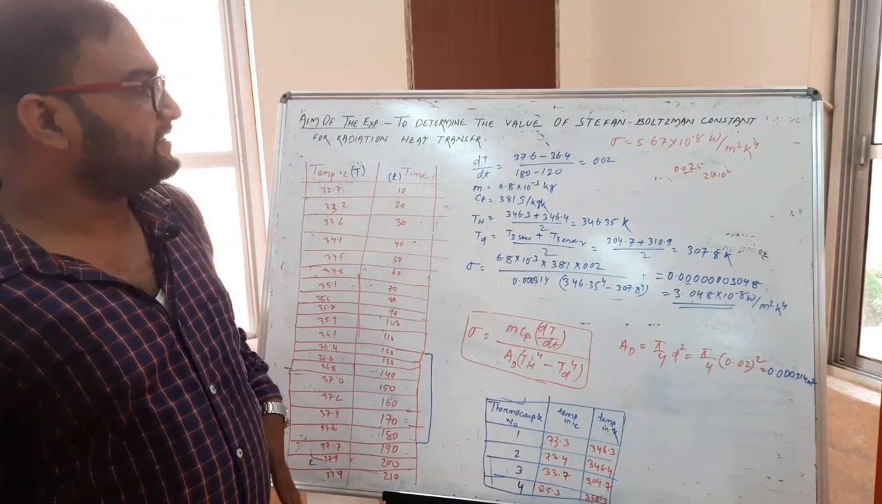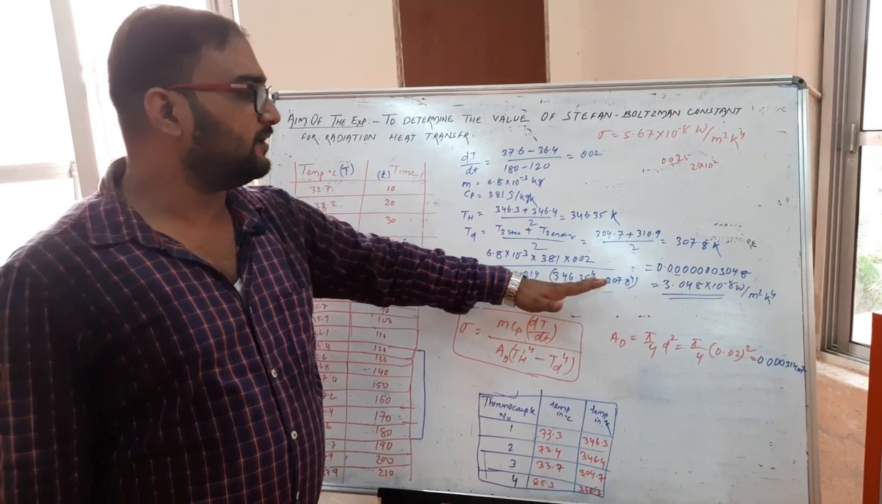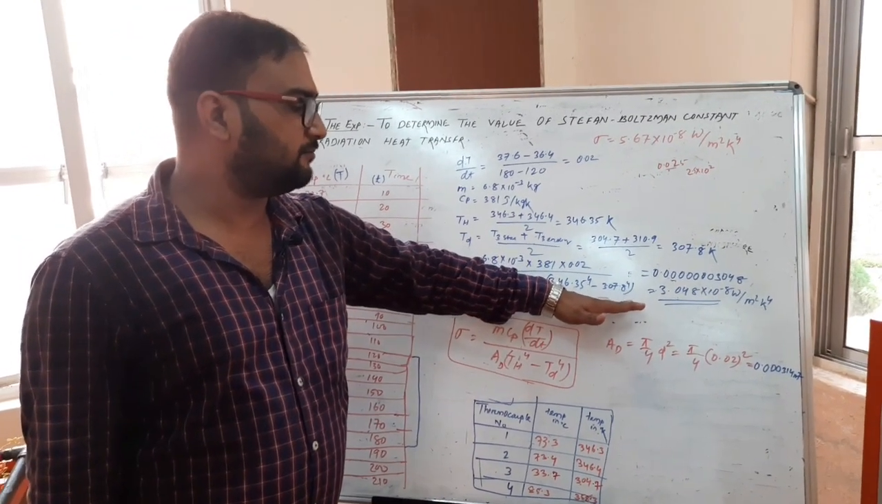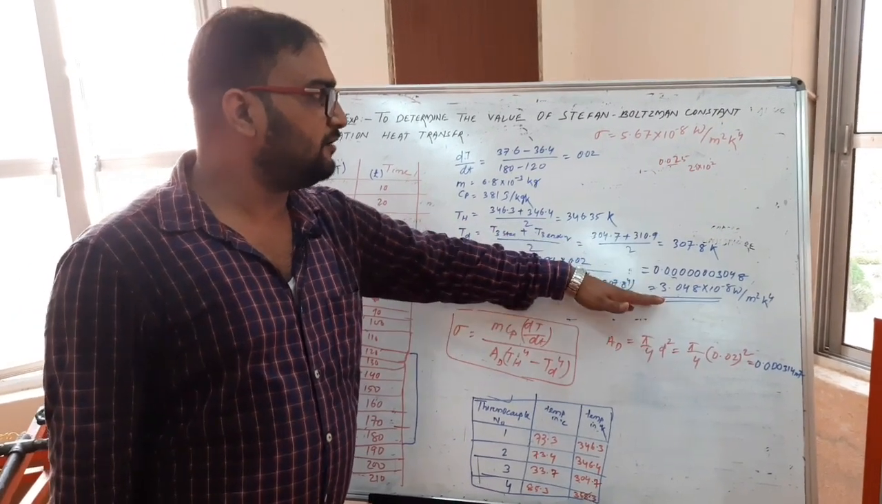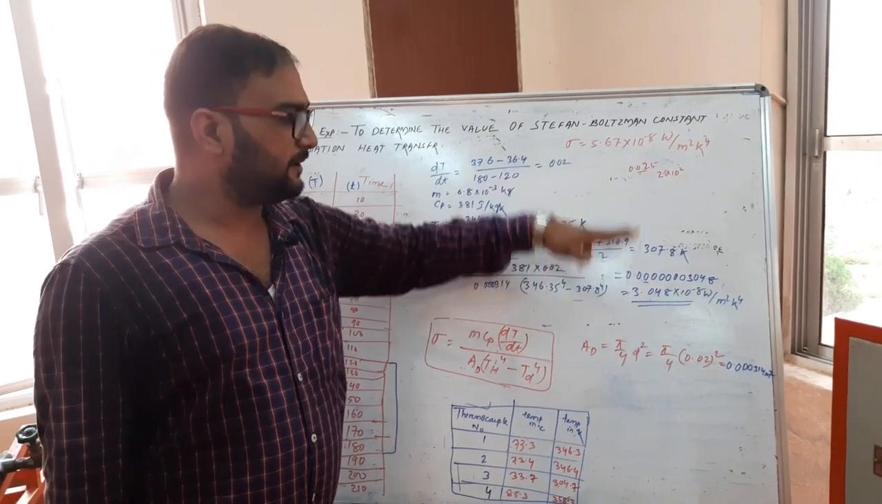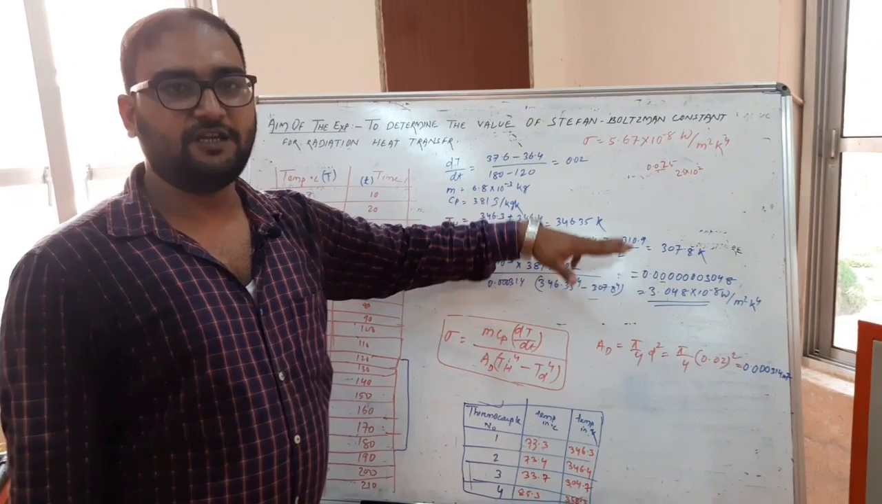So the conclusion is that we have done the experiment perfectly, but as there will be some heat losses in the system, the value will not be the same as 5.67 into 10 to the power minus 8, but it will be nearly equal considering the error also.